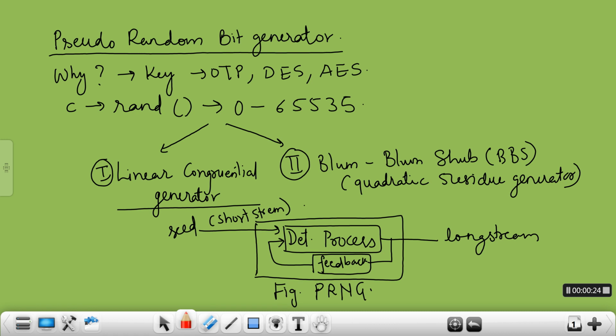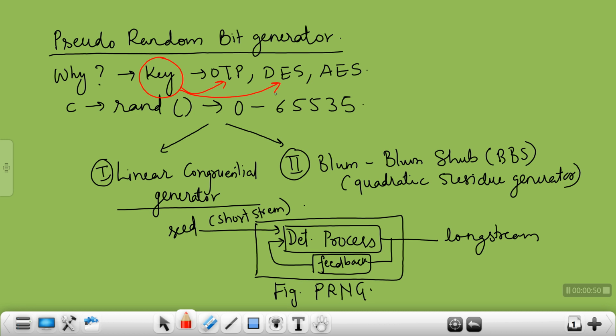As I have already told you, when you were doing the last example of OTP, that is one-time pad, OTP requires something called random number generation. So why do we require this pseudo-random bit generator? It is used as a key. A pseudo-random bit generator can be used as a key for your OTP algorithm or for your DES algorithm that you are going to learn in your second unit.